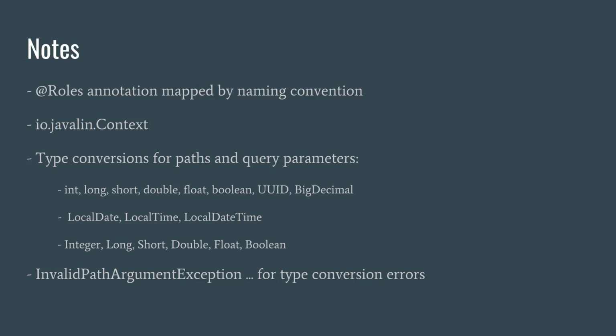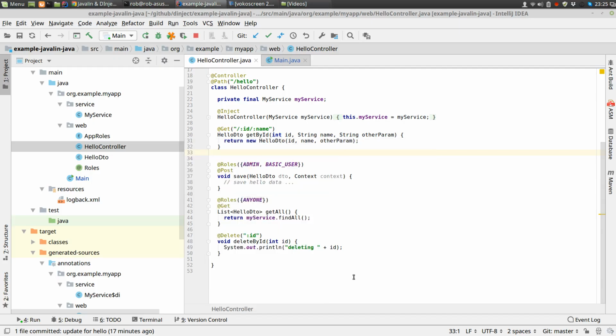Some notes here, we're going to show this in code, but very quickly. We can use @roles. We want to be able to use the Javalin context pretty much all the time. There's built-in type conversion for path parameters and query parameters, and we throw an invalid path argument exception if we get type conversion errors. Okay, so let's get into some code and see what this means.